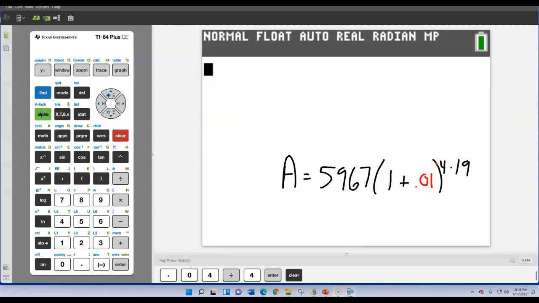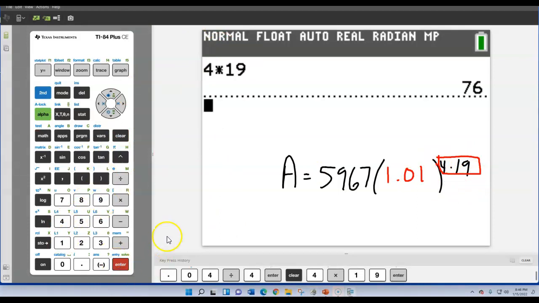Now, honestly, we could just do that mentally. 1 plus 0.01 is just 1.01. That's not too hard. You could do it on a calculator if you need to, but it's just 1.01. All right, the next thing I would do is simplify this, 4 times 19. And that's 76. So let's replace that with just 76.